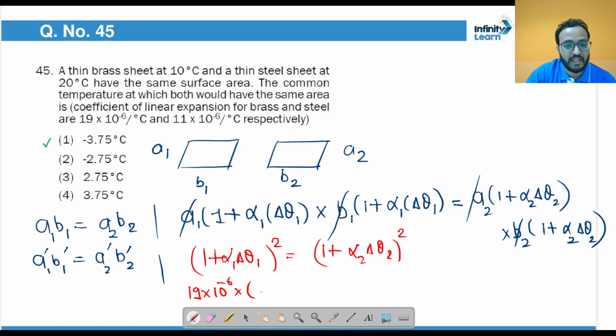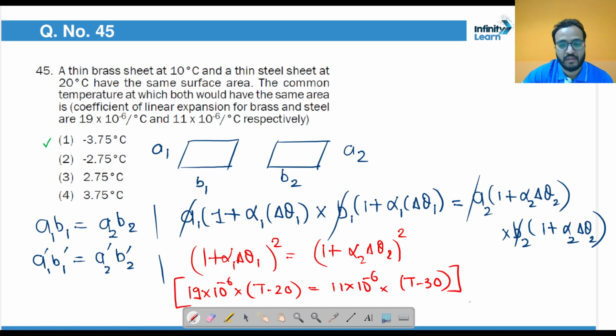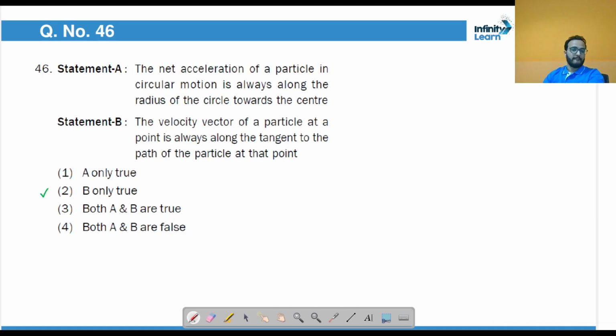Let's say at a temperature T. So T minus 20 is equal to 11 into 10 to the power minus 6 into T minus 30, right? After you solve this, your answer will come out to be minus 3.75 degree centigrade. That means at this temperature again their areas will be equal.